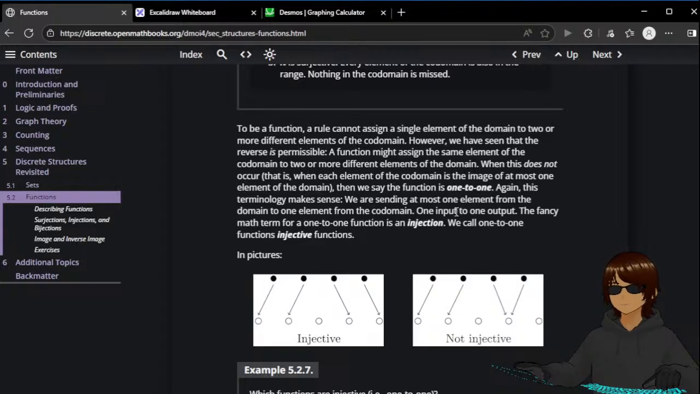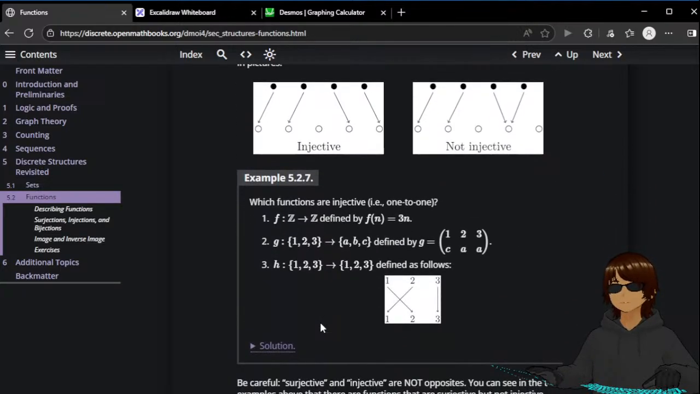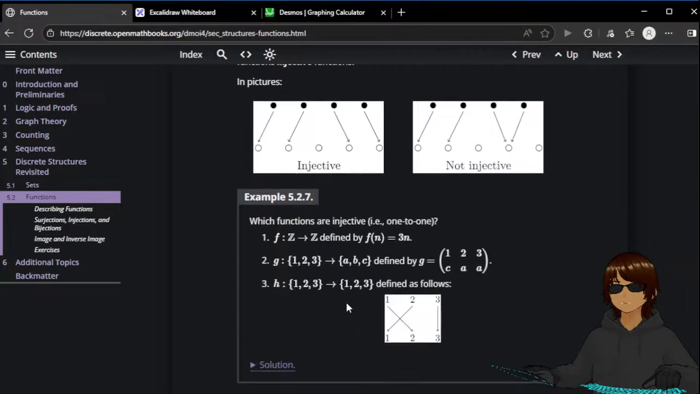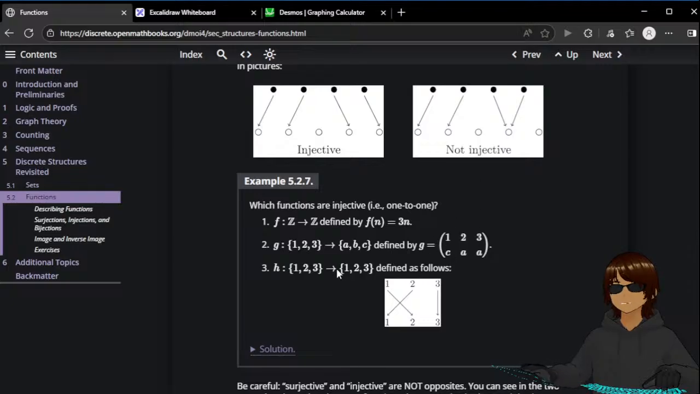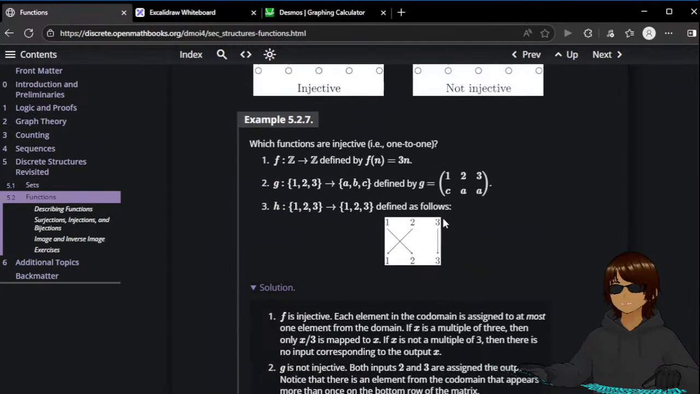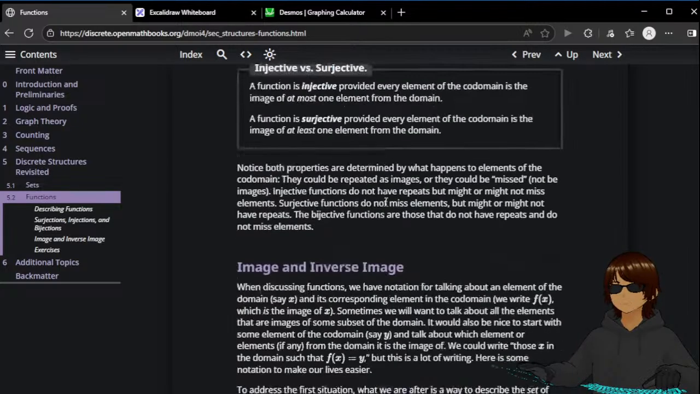The fancy math term for a one-to-one function is injective. We call one-to-one functions injective functions. So this is injective, not injective, injective. This is not injective. This is injective, because there's an output from two different inputs, but that's not true here or here.